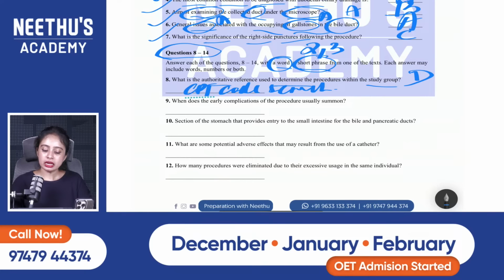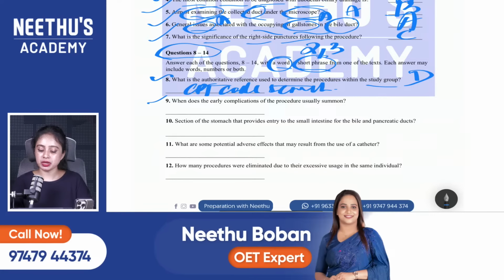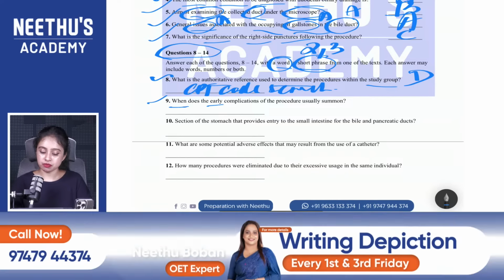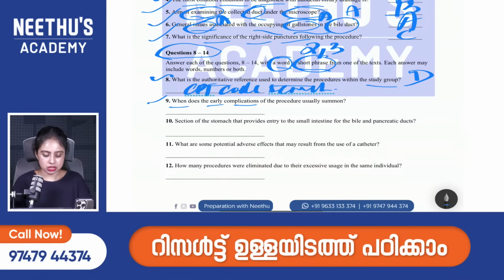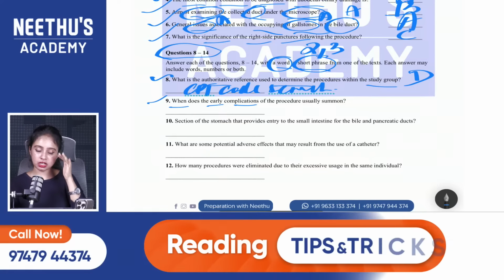Ninth one. When do the early complications of the procedure usually occur? So "when" is important. When, early complications. Yes, Shubhajit, CPT code search. Yes, Sharanya, CPT. Dear, it's not just CPT code, it is CPT code search.